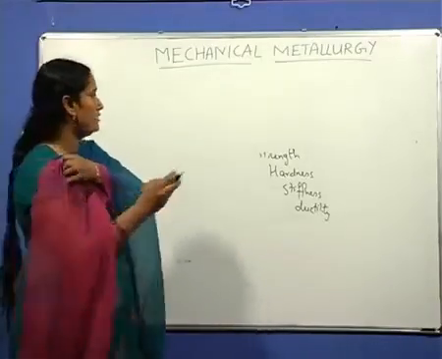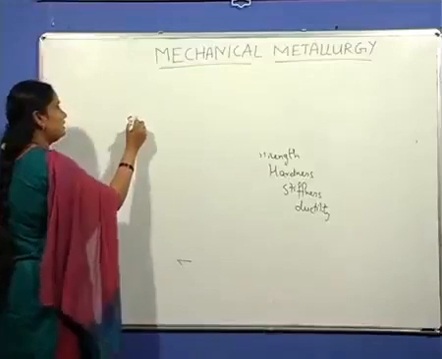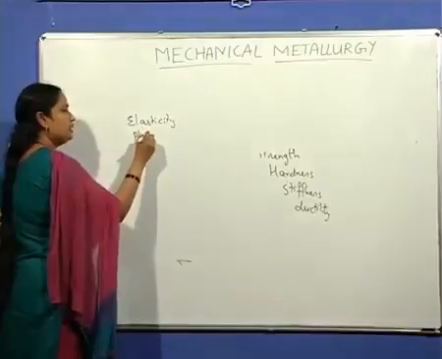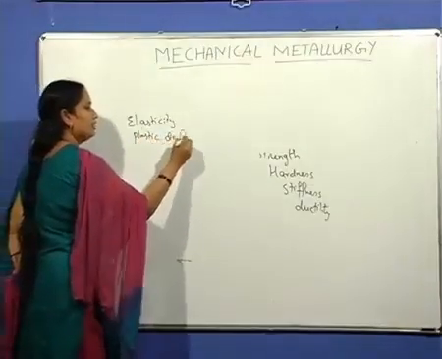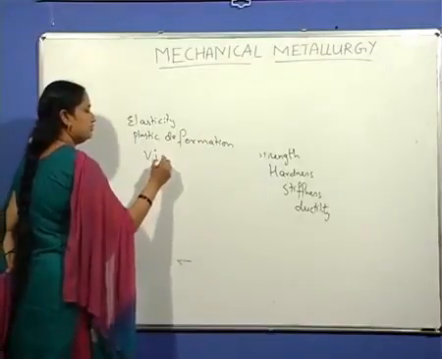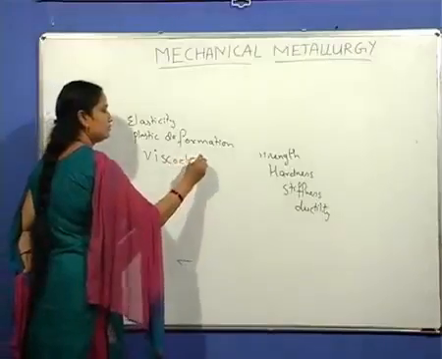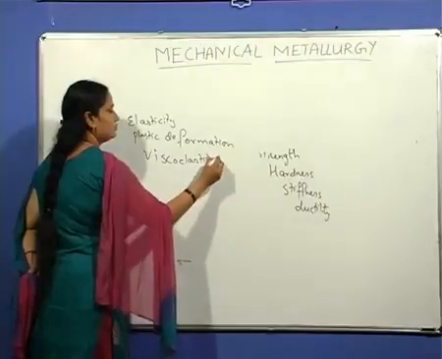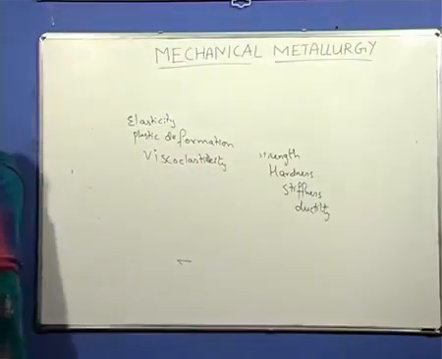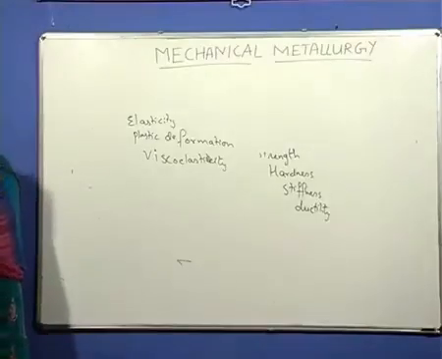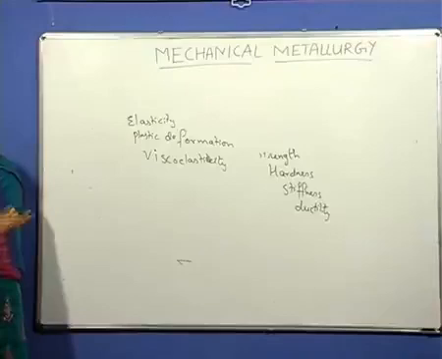Okay. So briefly, once again, I discussed elastic behavior of materials, elasticity, plastic deformation, and viscoelasticity. Elasticity is simply, on the application of load, the material deforms elastically, and upon removal of load, again it regains its original shape as soon as the load is removed.